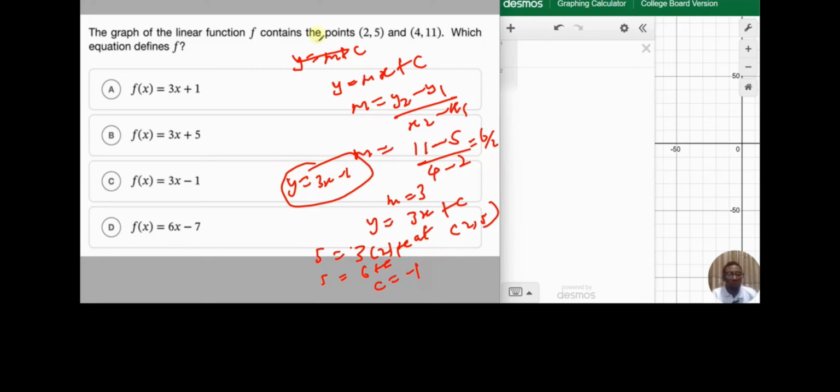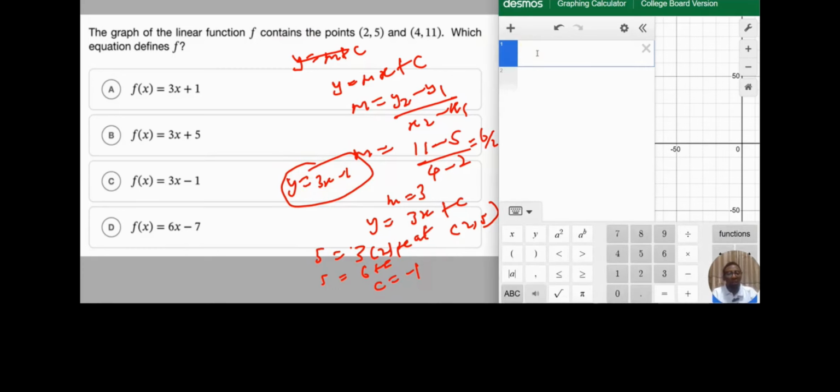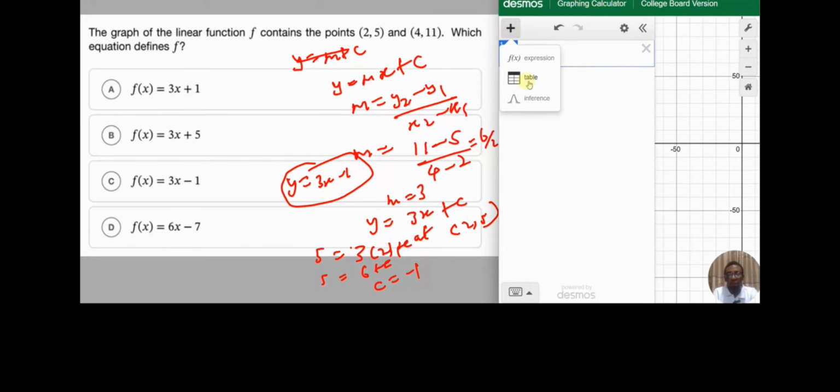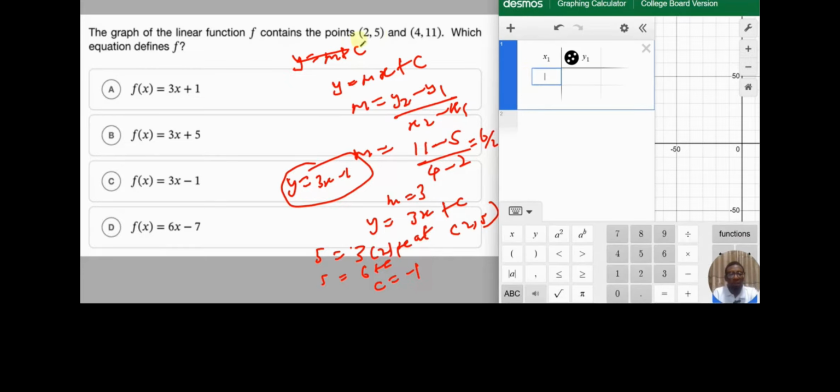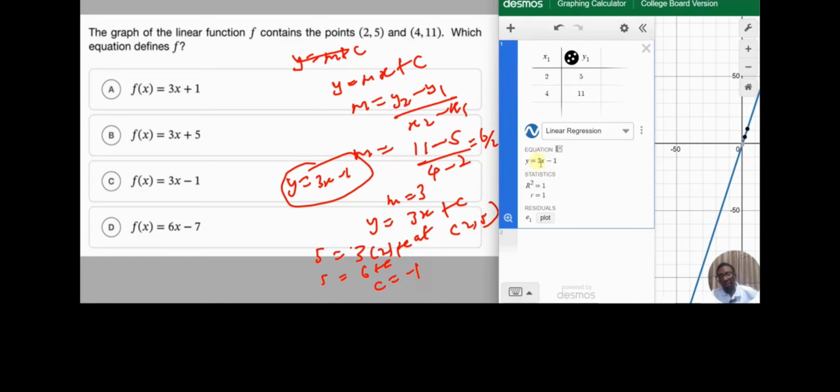You can solve this on Desmos. Click on this plus, and you see where we have table. Slot in the table 2 and 5. The second point is 4 and 11. Then you click on this regression. You can see my answer: 3x - 1. That is option C.